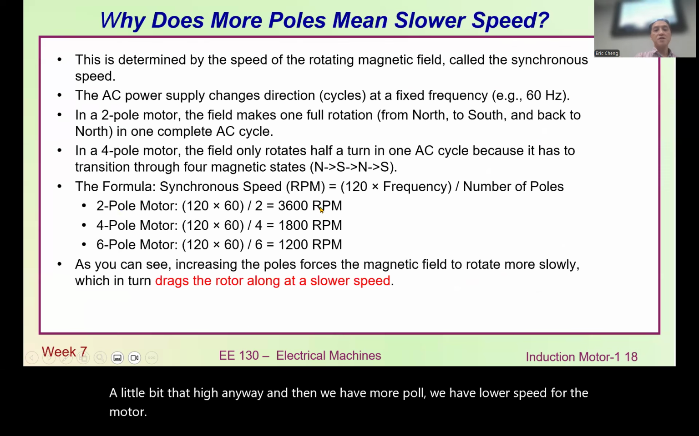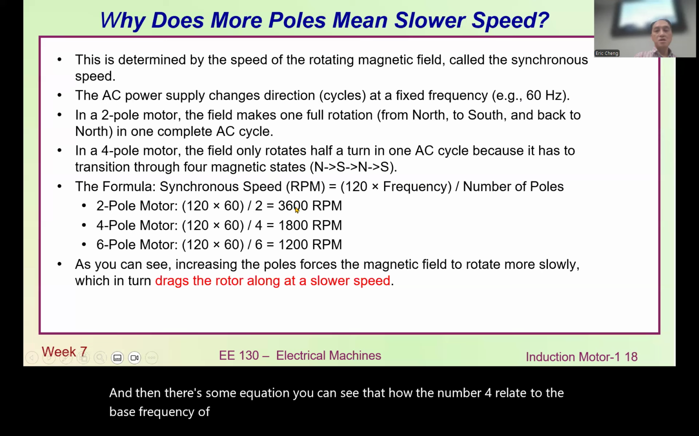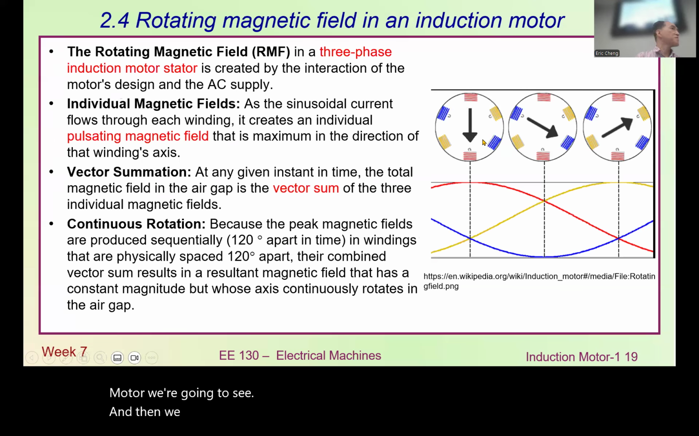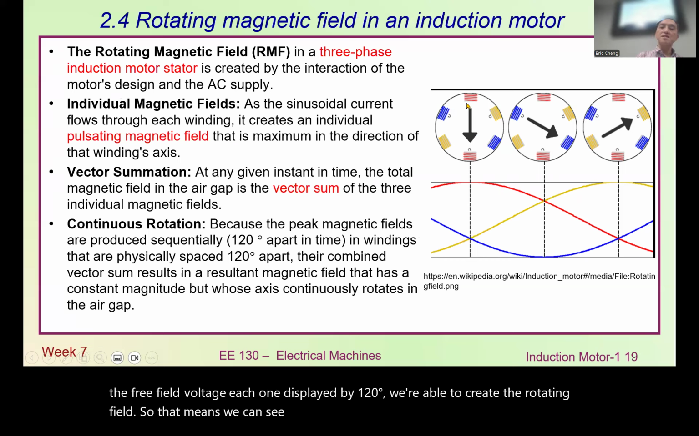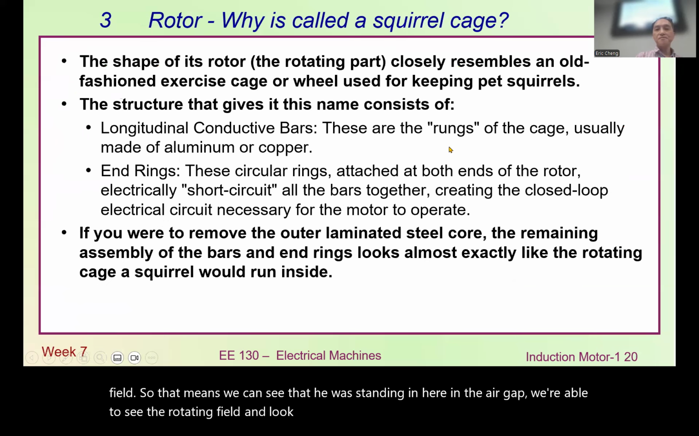And then there's some equation. You can see how the number of poles relates to the base frequency of the rotor, which we're going to see. And then we also discussed the rotating field: how the sinusoidal variation of the three-phase voltage, each one displaced by 120 degrees, is able to create the rotating field. That means if we are standing here in the air gap, we're able to see the rotating field looking like it is rotating.